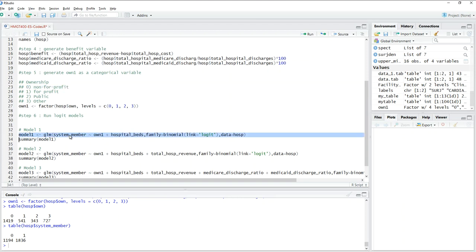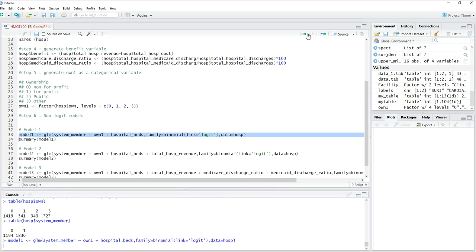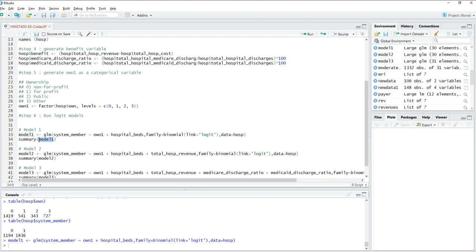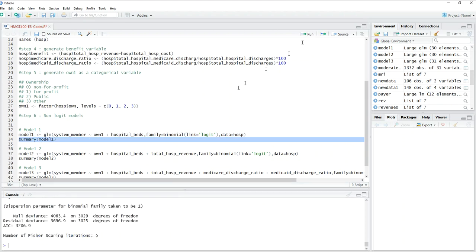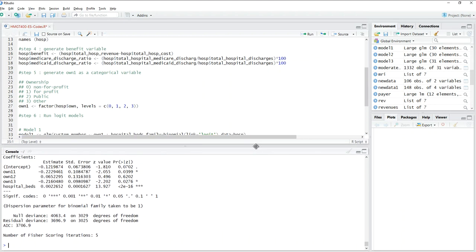This model includes the system member as the dependent variable, and hospital bed as the independent variable. After running this model, we have this result. Let me give more space to this. Okay, this is the result.